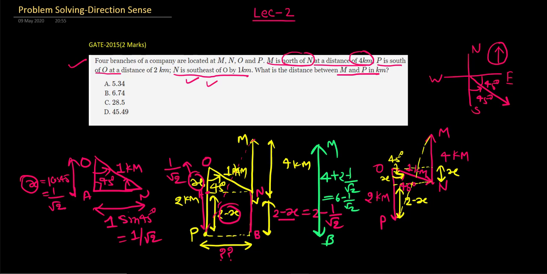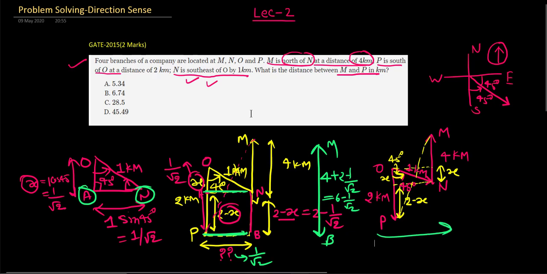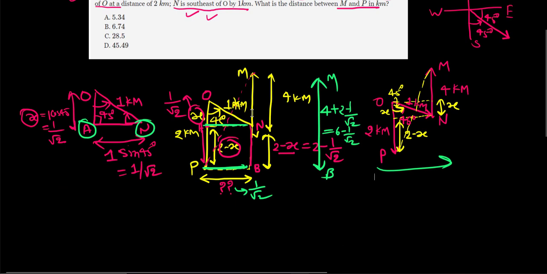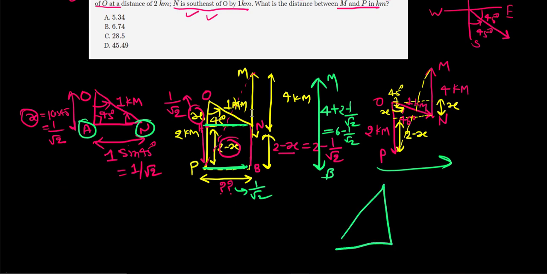And PB, we calculated it as 1 multiplied with sine 45. So this is same as AN. This distance and this distance would be same, so it would be 1 by root 2. So now we have the triangle. So finally, let me go below. So we have the triangle now like this.